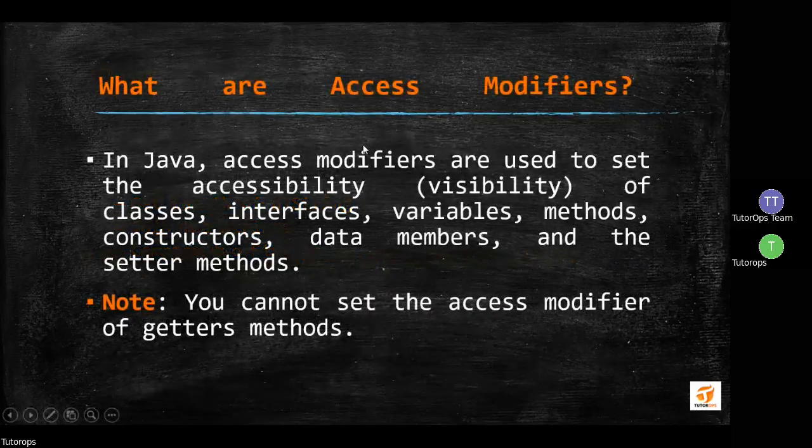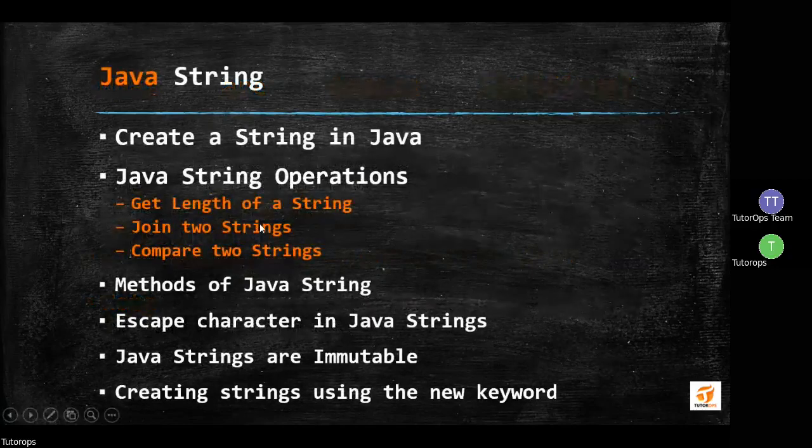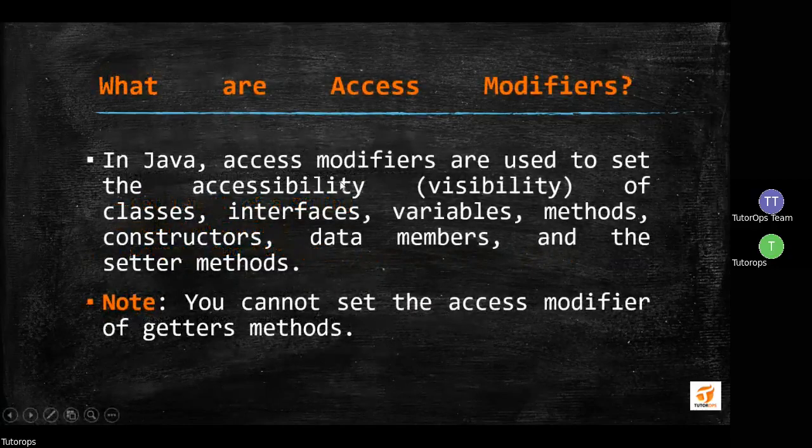Now, what is an access modifier? In string, I have also declared the string. What is string? I'll explain. But before that, I prefer to first discuss what an access modifier is. I already told you that in Java, access modifiers are used to set the accessibility of a class, interface, variable, method, constructor, data member, and certain methods. There are several terms, maybe you don't know all of them, so I will discuss in an upcoming lecture what an interface is. But constructor, data member, and method you already know.